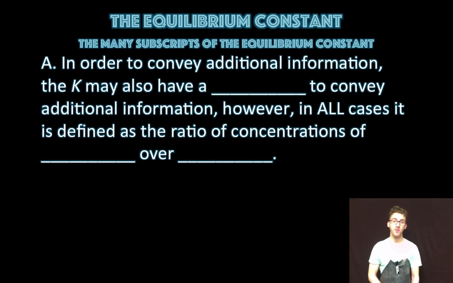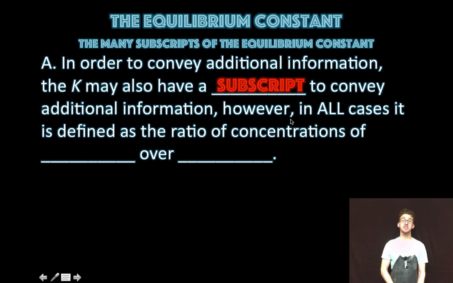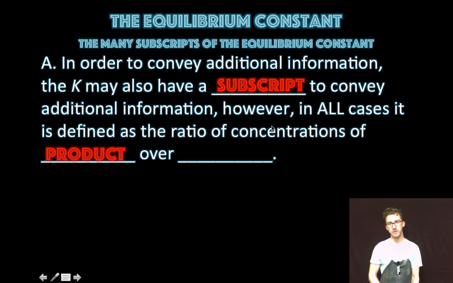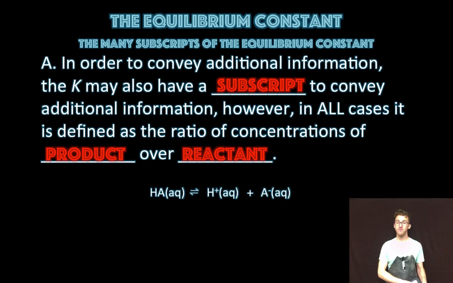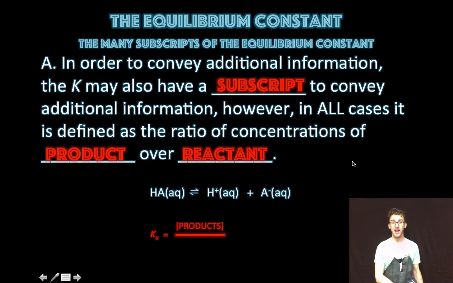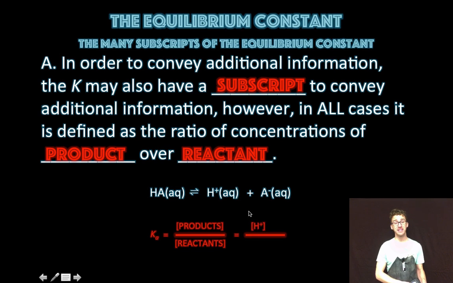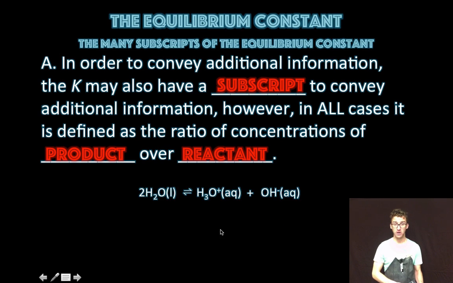Lastly for this vid, recognize that sometimes you're going to see subscripts accompanying your equilibrium constant simply to convey additional information. However, in all cases, it's simply defined as the ratio of concentrations of products over reactants. For example, you've got your acid dissociation constant, or Ka. Again, concentration of products over concentrations of reactants, and in your generalized acid dissociation expression, but also think of our good friend Kw, or the ionization constant of water. Again, concentration of products over concentrations of reactants.